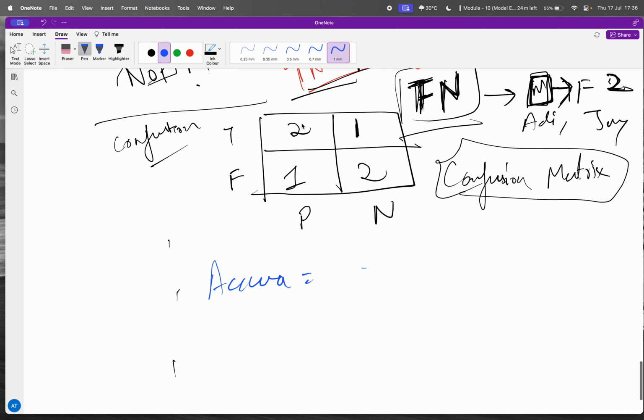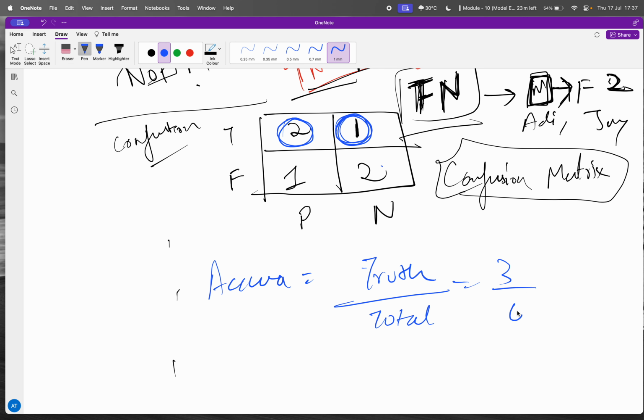Accuracy means what is truth. Truth is this, and it's correct, 50. What is truth? Positive 2. What is true? Negative 1. Truth above total. What is truth? 3. Sorry, I told you wrong. That is 50%. You are correct, Zebran. Sorry, I saw something else.